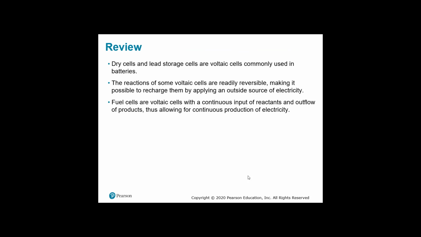And to review, dry cells and lead storage cells are voltaic cells commonly used in batteries. The reactions of some voltaic cells are readily reversible, but not all of them are, making it possible to recharge them by applying an outside source. Some of these, such as cadmium, are very toxic, so other types of rechargeable batteries are chosen over those because of how toxic they are to the environment. Fuel cells are voltaic cells with a continuous input of reactants. So in this case, we would need a continuous input of hydrogen and oxygen, and we would also need an outflow for the products, in this case being water.